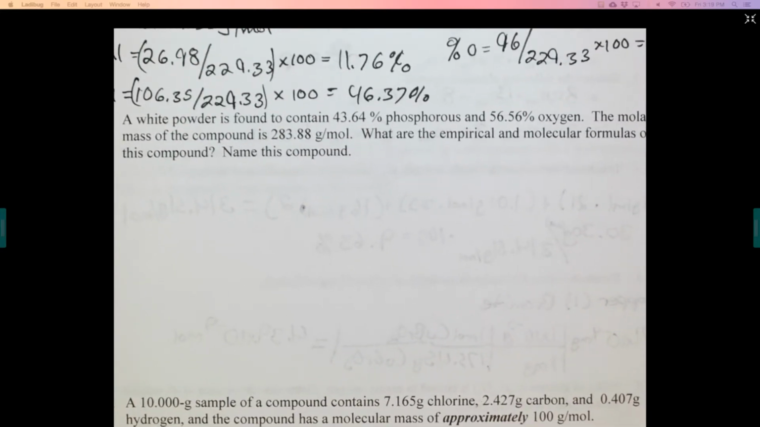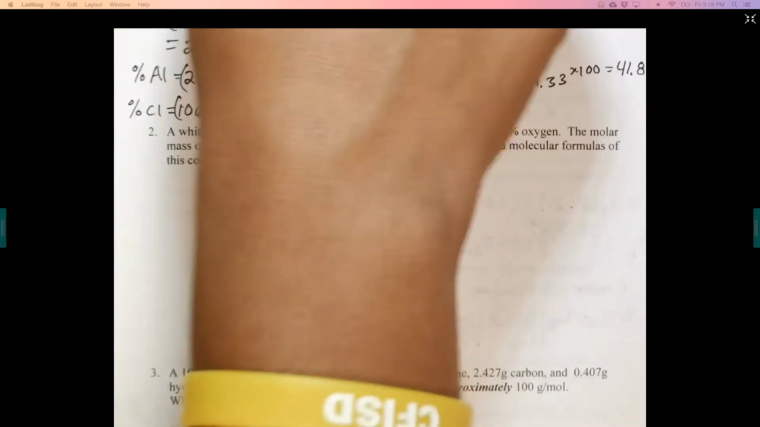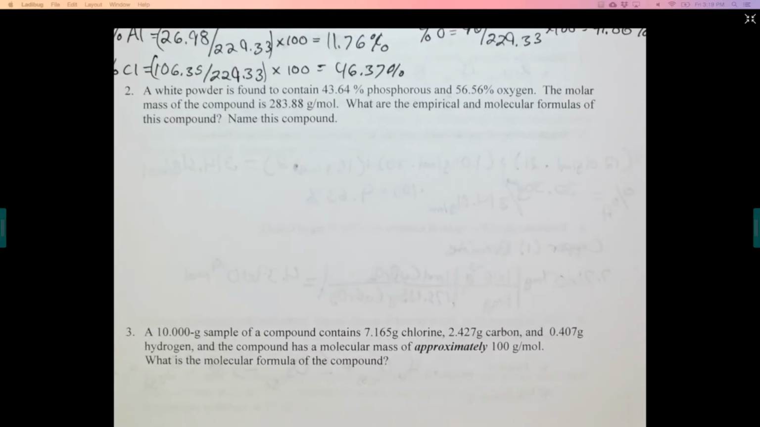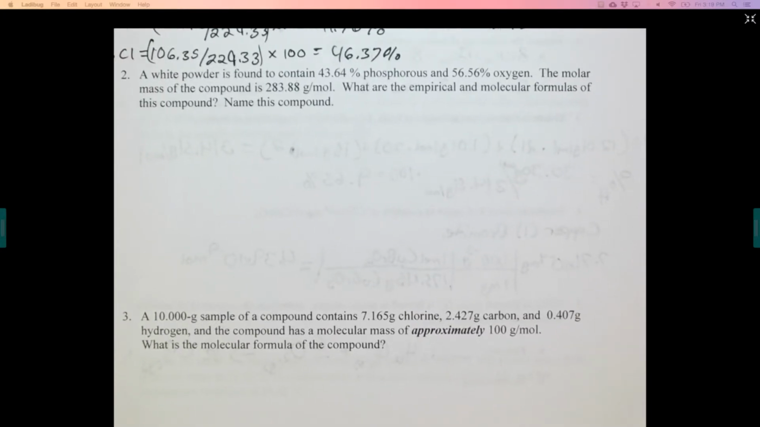Okay. Next question. This is an empirical molecular formula question. So they tell us that a white powder is found to contain 43.64% phosphorus, 56.56% oxygen, and they've given us the molar mass of the compound is 283.88 grams per mole. They want to know the empirical and molecular formula and the name.